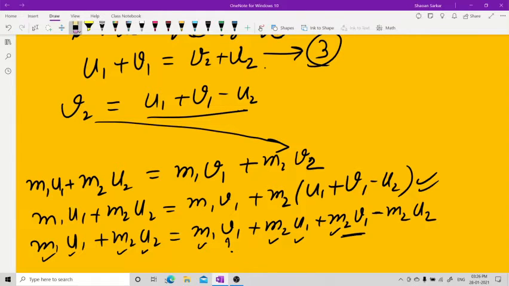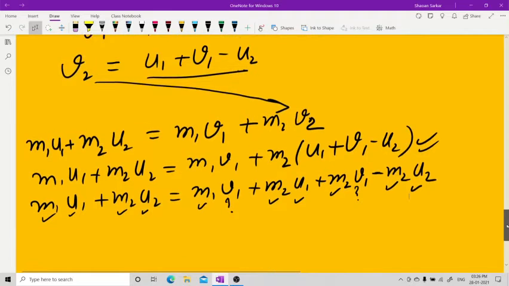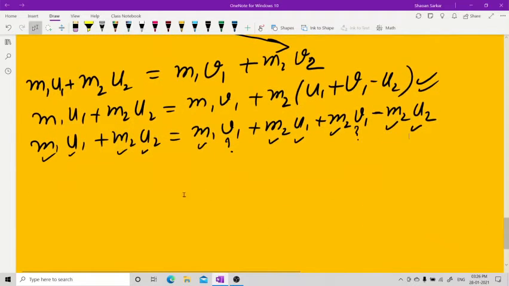Let me. I don't know v1. I don't know v1, so I don't know this. I know this also because they are the initial velocities of the two bodies. Now what I'll do is collect the v1s on one side and put all the u1 and u2 on the other side.